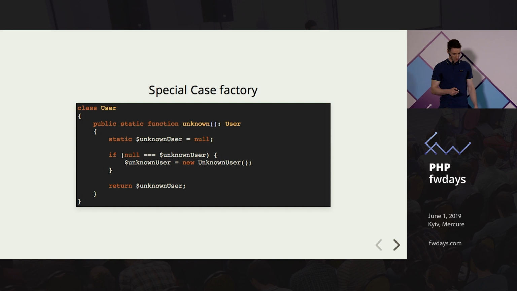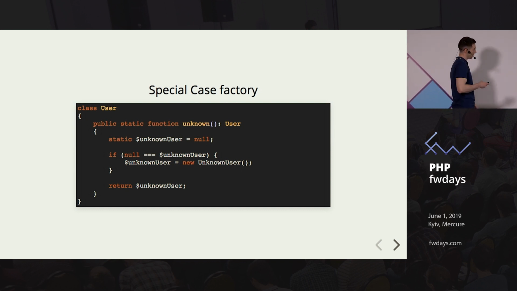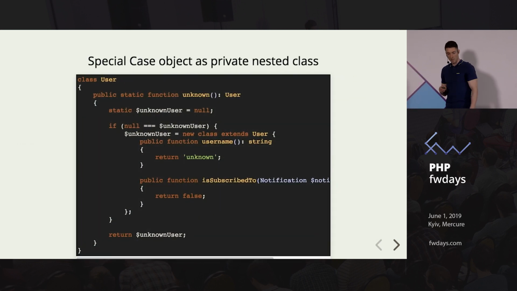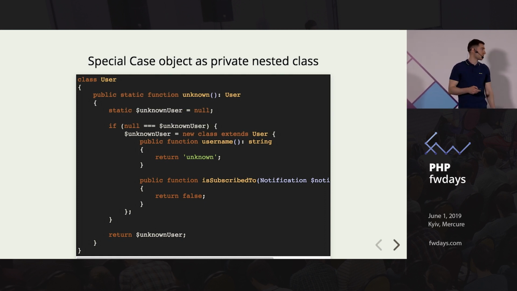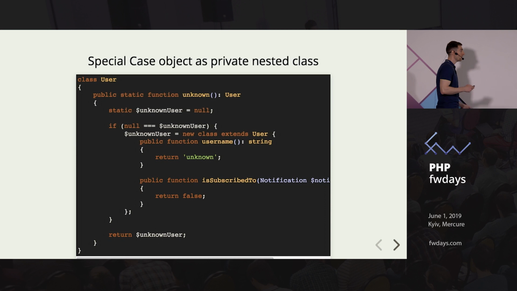So this is cool, but if you want to be really cool, you will take advantage of the anonymous classes feature that was introduced in PHP 7, to simulate what exists in some other languages, known as a private nested class, right? And now, not only did you make sure that there is only one instance of this special case, but you also made sure that no one else can create an instance of a special case object. And that's why that check with instanceof wouldn't work, because there is no class. It is private, it is anonymous, it is nested.